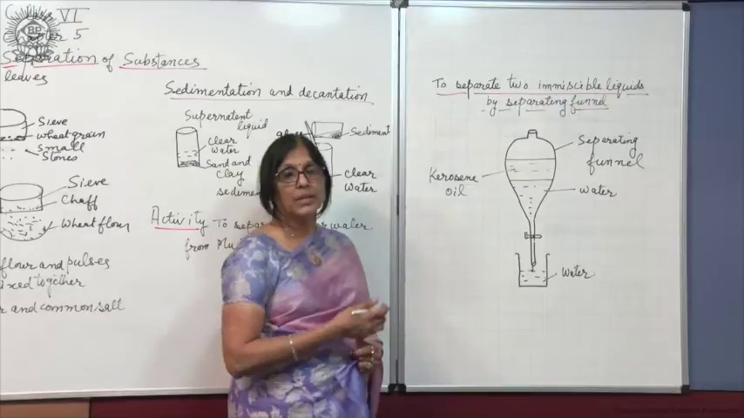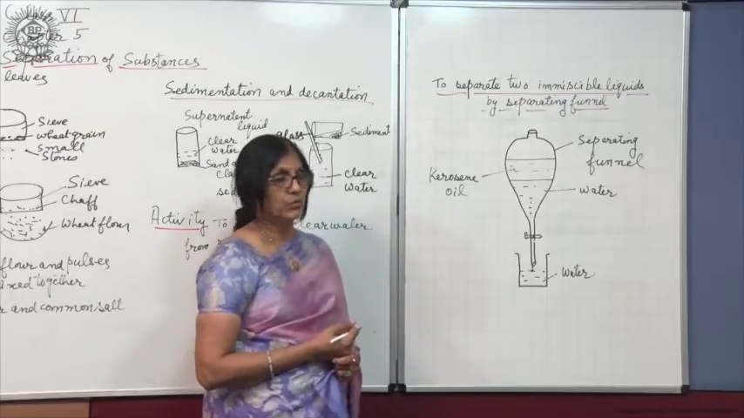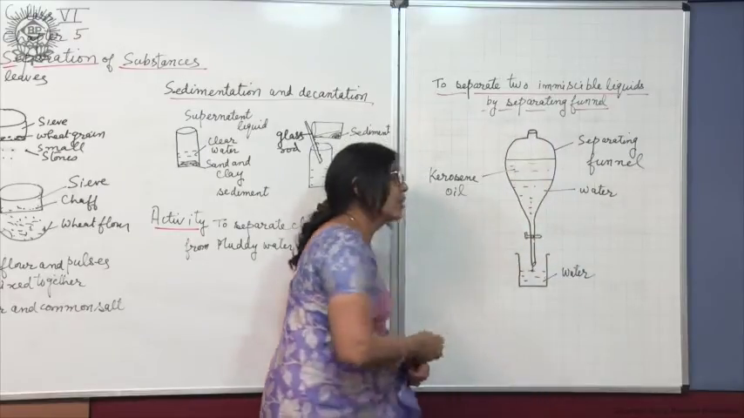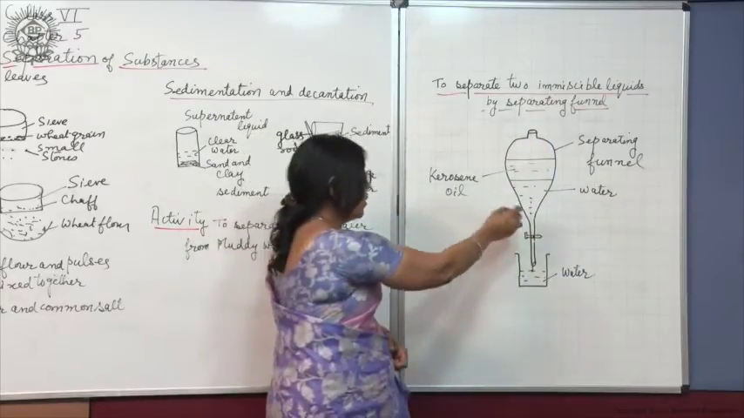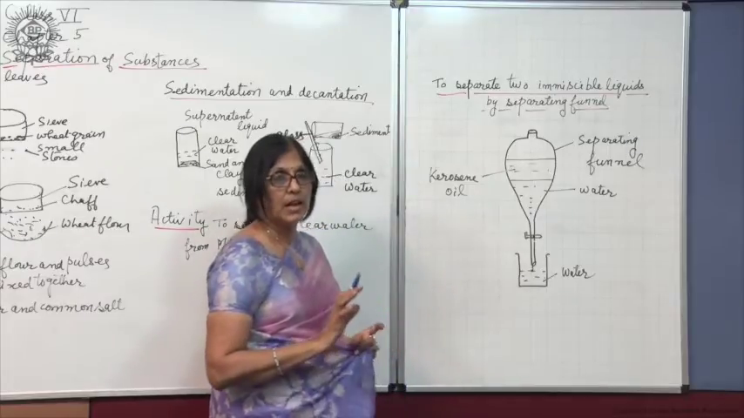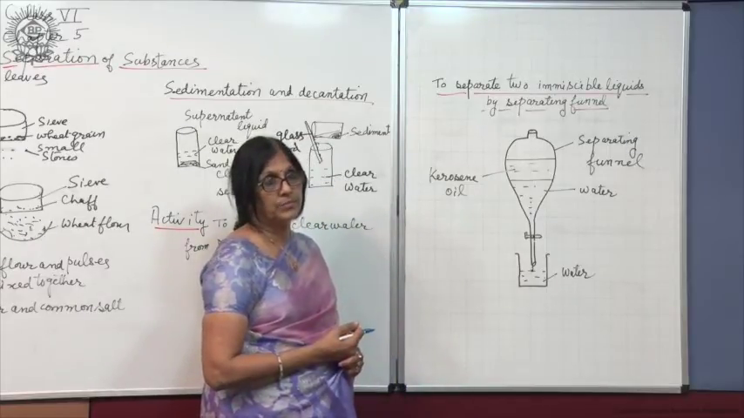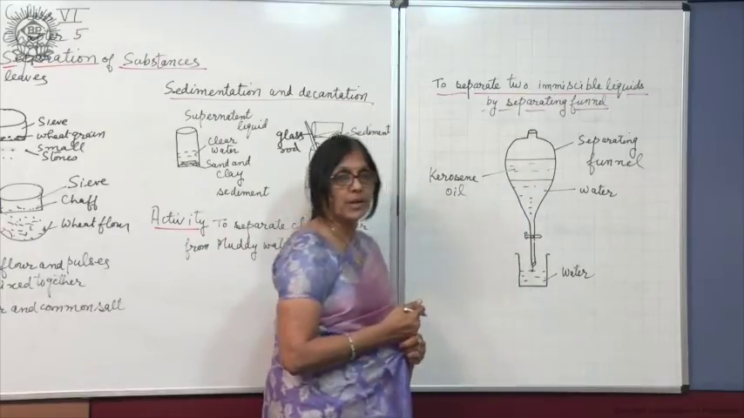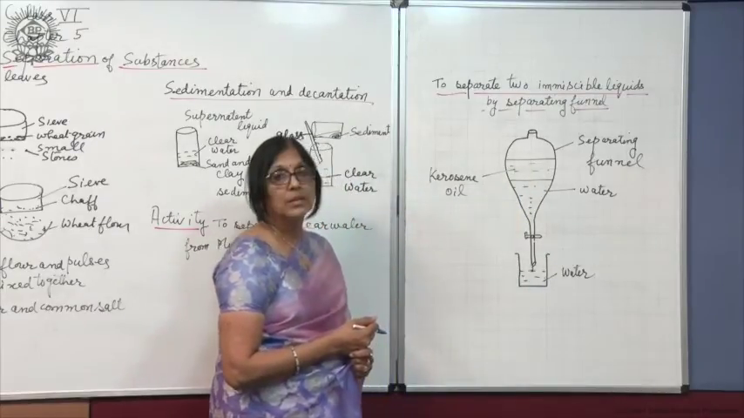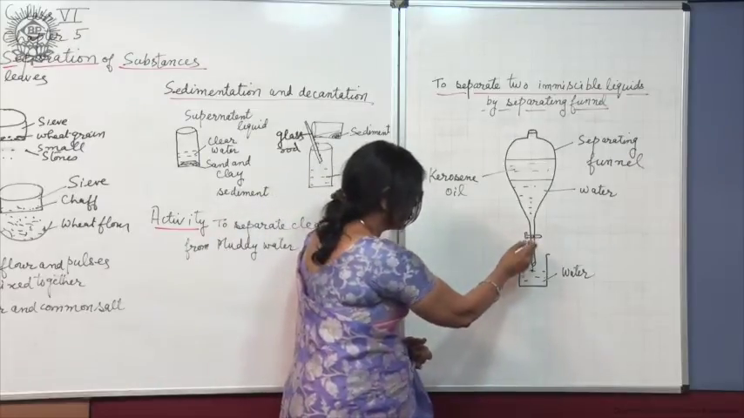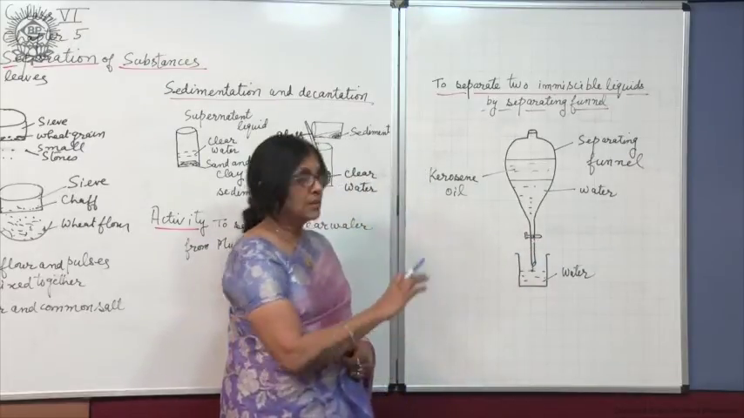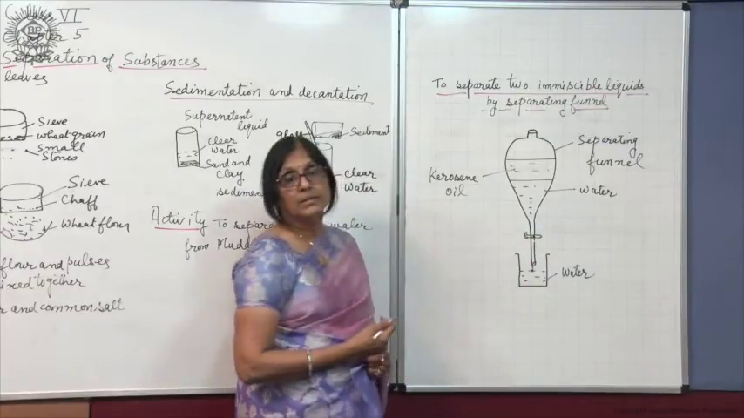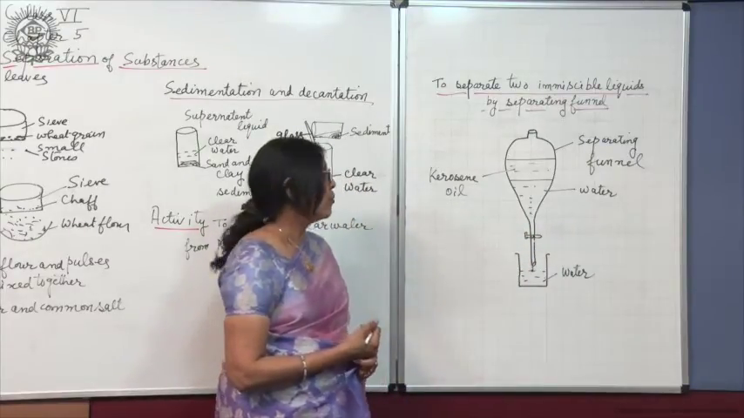For this purpose, a separating funnel can be used. Now this separating funnel is filled with the mixture of kerosene oil and water, and it is allowed to stand for some time. So you will see that kerosene oil clearly forms an upper layer and water forms a lower layer. It is fitted with a stopcock also. Now after some time, place a beaker below the separating funnel and open the stopcock.